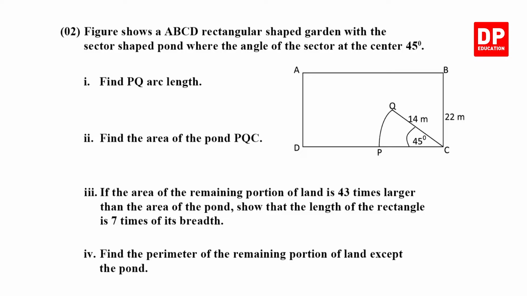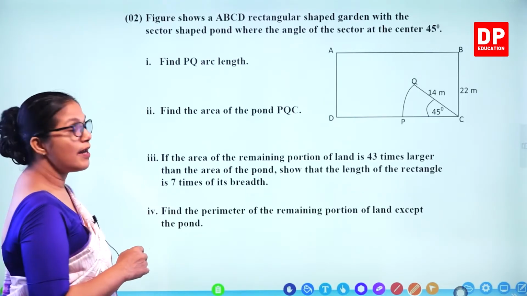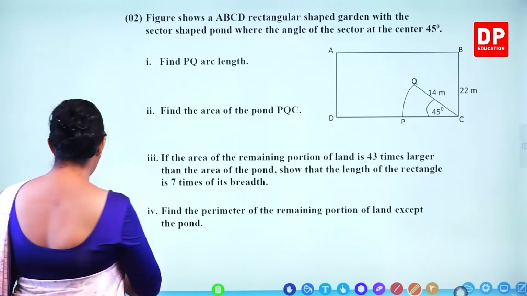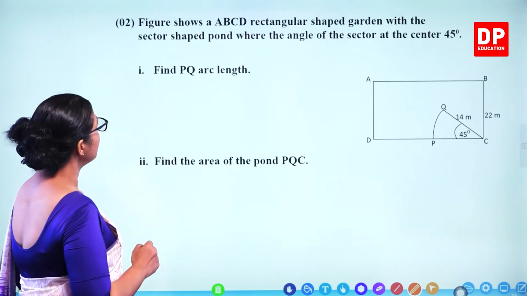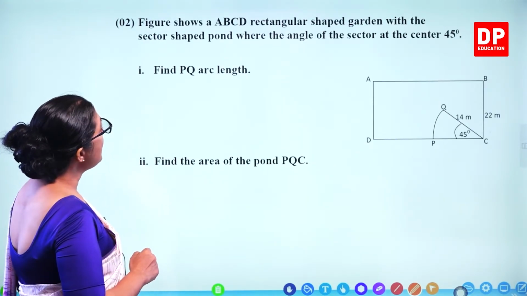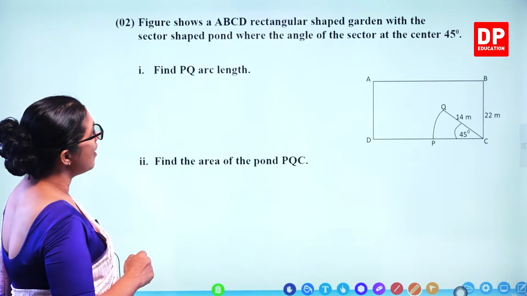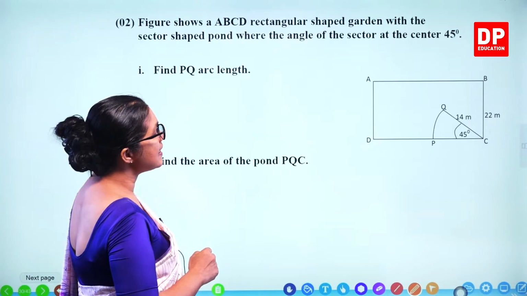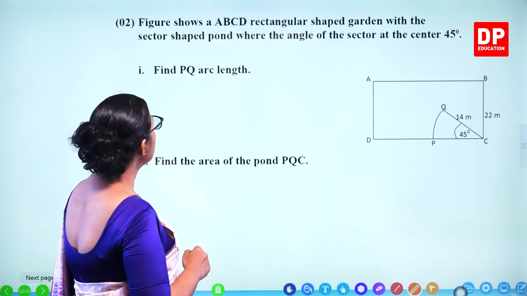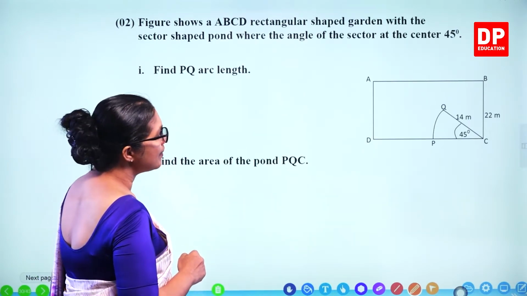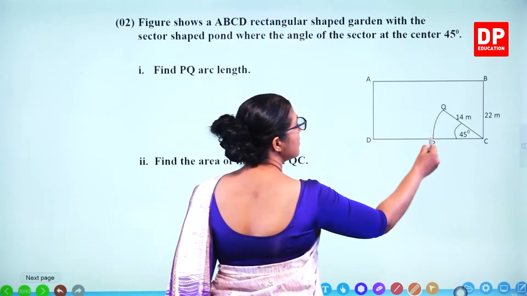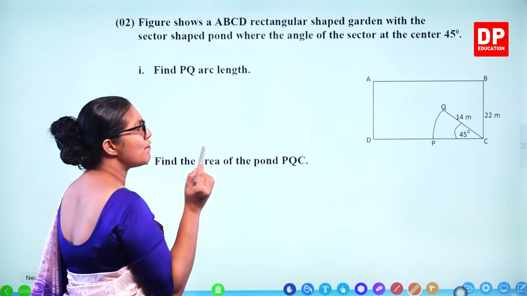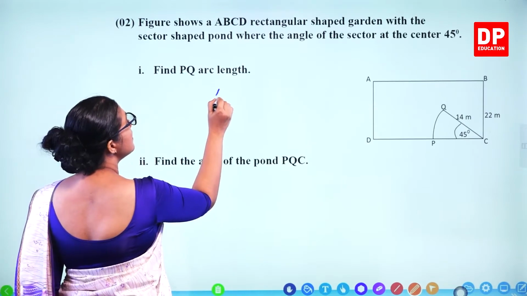That's about area. So again, 4 parts are there. So we'll do separately. Figure shows ABCD rectangular shaped garden with the sector shaped pond where the angle of the sector at the center is 45 degrees. Find PQ arc length. So PQ arc length. So this is a sector with angle 45. So what's the arc length?